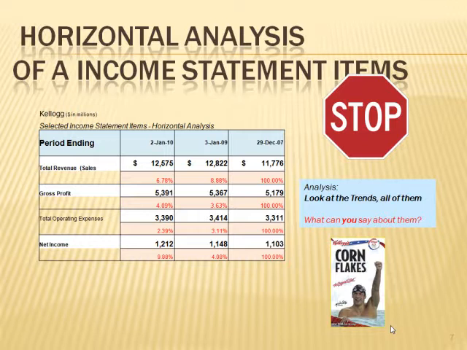So we're going to get into how we calculate these trends, and then we're also going to write about these trends, and I'm going to give you some sample writing to do. The base year is always the 100% number, and it's for each line item. So for the sales, the base year number is 1176. For gross profit, it's 5,179. For total operating expenses, 3,311, and 1,103 for net income.